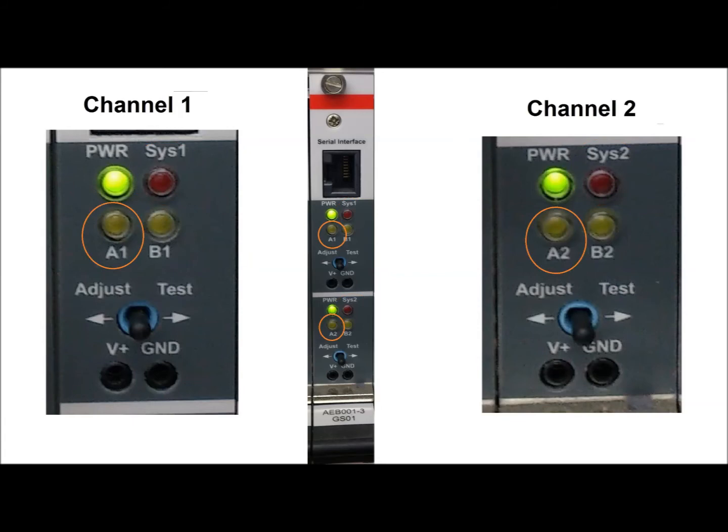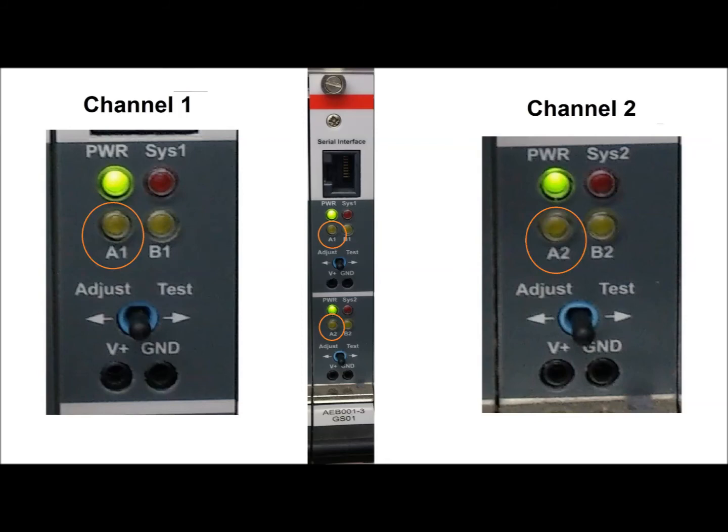The yellow LEDs, alpha 1 and alpha 2, are FMA or section LEDs. Alpha 1 is for FMA1 and alpha 2 is for FMA2. If FMA1 is clear, then alpha 1 will be unlit. If FMA1 is occupied, then alpha 1 will be lit steady. If FMA1 is faulty, then alpha 1 will be flashing. Alpha 2 performs the same functions for FMA2.